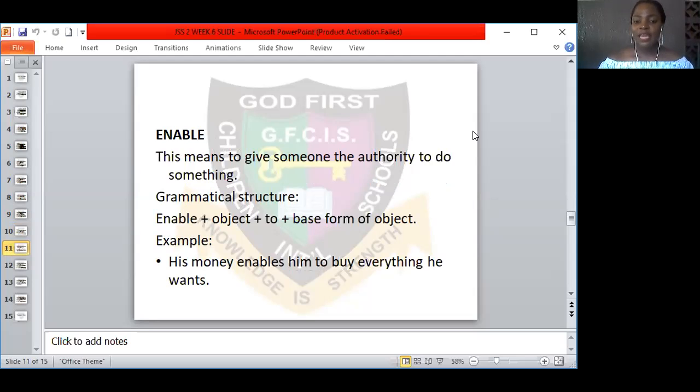Example: his money enables him to buy everything he wants. So it would be very wrong for you to say, "his money enables him buy everything he wants." No, that's a very wrong grammatical structure. It should be "his money enables him to." So whenever you use the word enable, which is a causative verb, you must use "to" together with enable to make the sentence make complete sense.